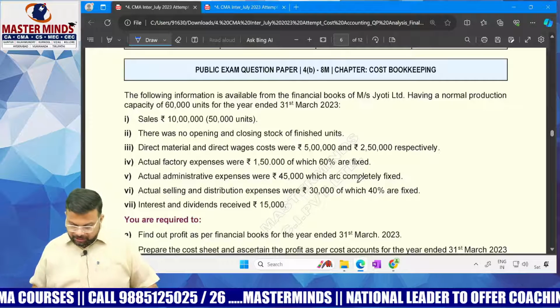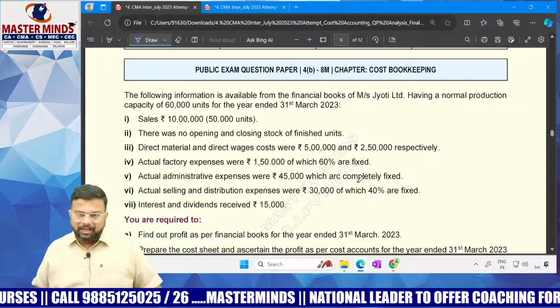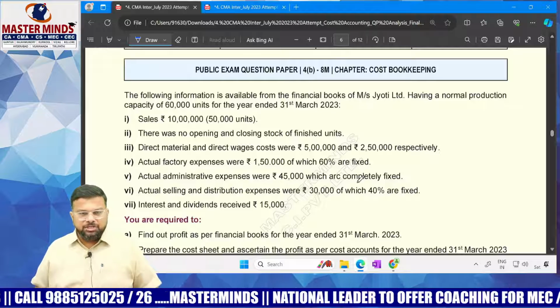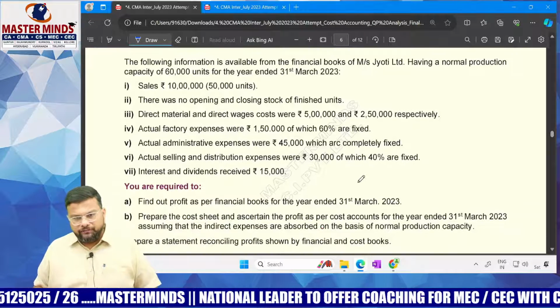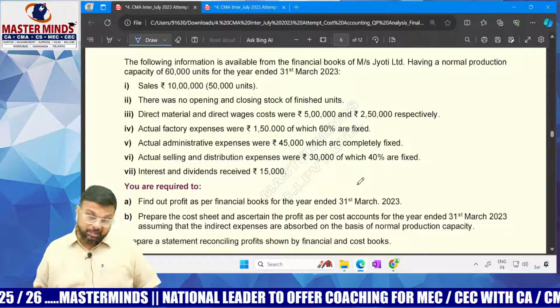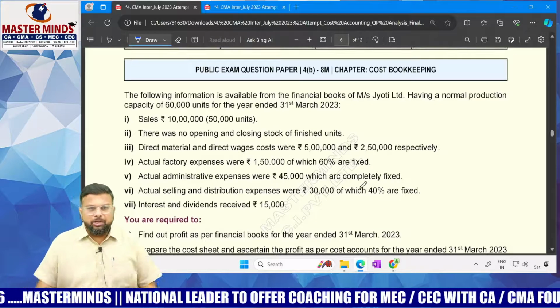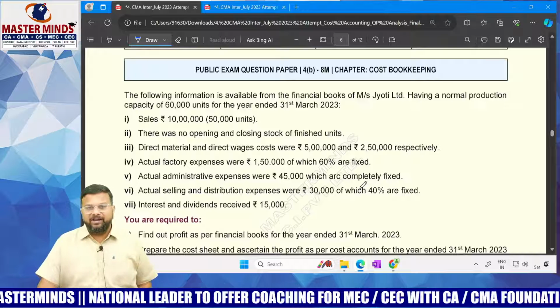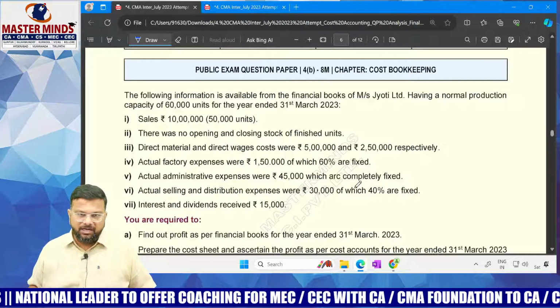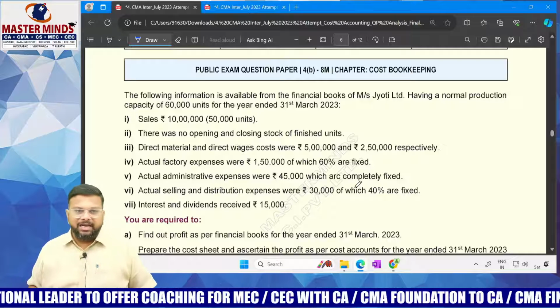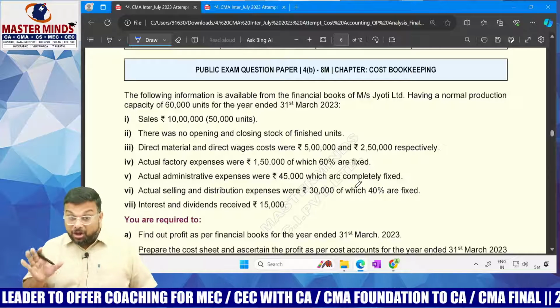Yes, 4B. This is also from cost bookkeeping, where the information is given. Using this information, you have to calculate financial profit, you have to calculate cost profit also, and you have to reconcile it. Let us go to the information. The following information is available from the financial books of Messrs. Jyoti Limited, having a normal production capacity of 60,000 units for the year ended 31st March 2023. Sales 10 lakhs.